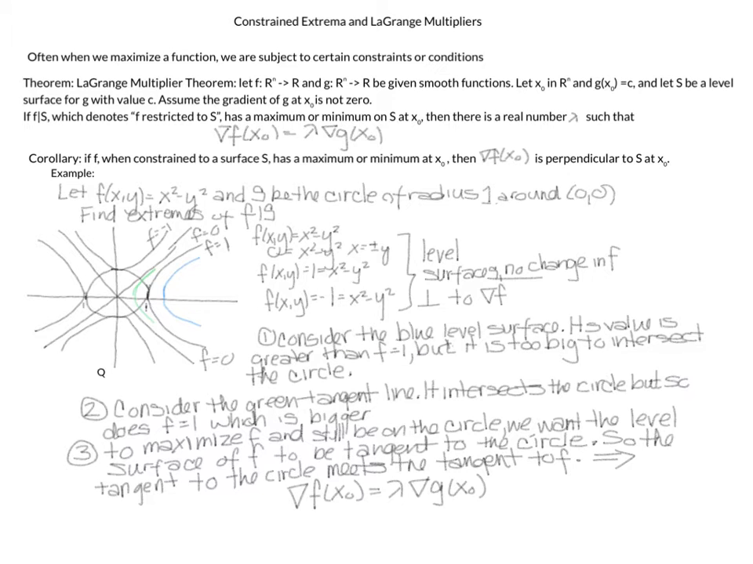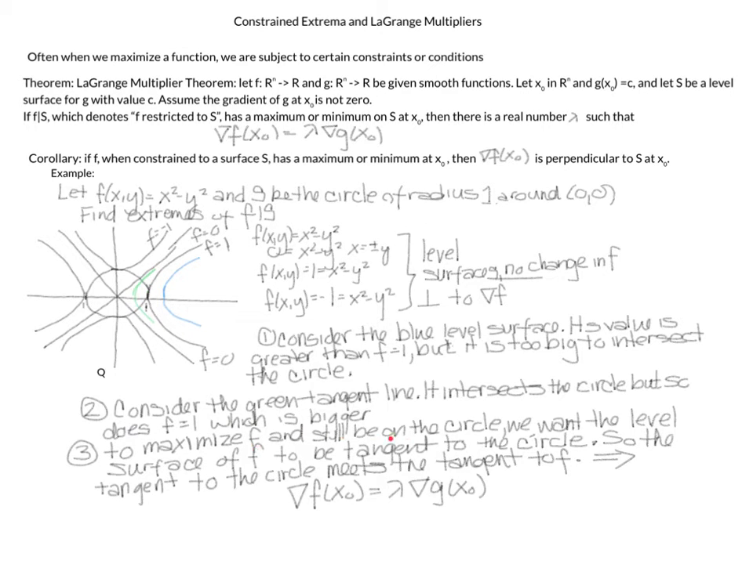First, you consider the blue level surface. Its value is greater than f equals 1, but it's too big to intersect the circle. Then you consider the green tangent line, and it intersects the circle, but so does f. So it intersects the circle at these 2 points, but f equals 1 also intersects the circle, and f of 1 is bigger than this value of f.